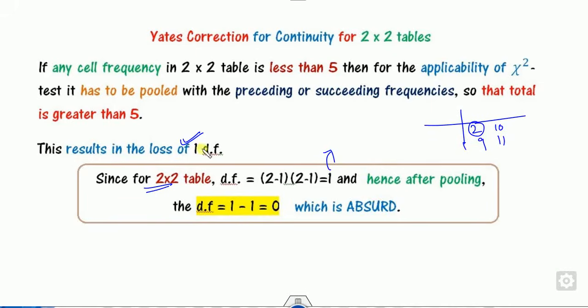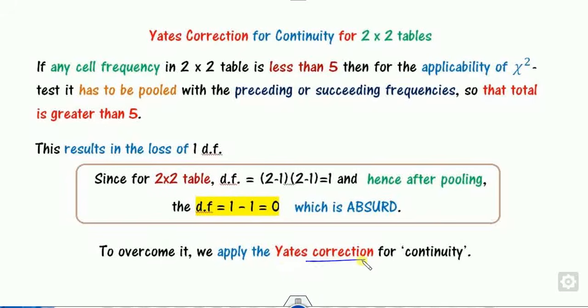So it means one degree of freedom is lost. In that case, the degree of freedom is 1 minus 1, which is 0, which is very absurd. So whenever the degree of freedom is 0 or the frequency is less than 5, then we will apply this Yates correction for continuity.